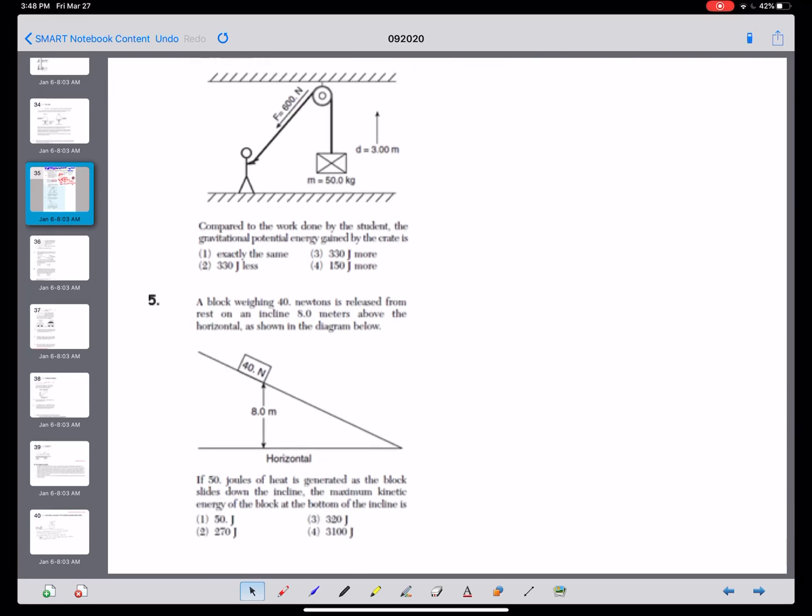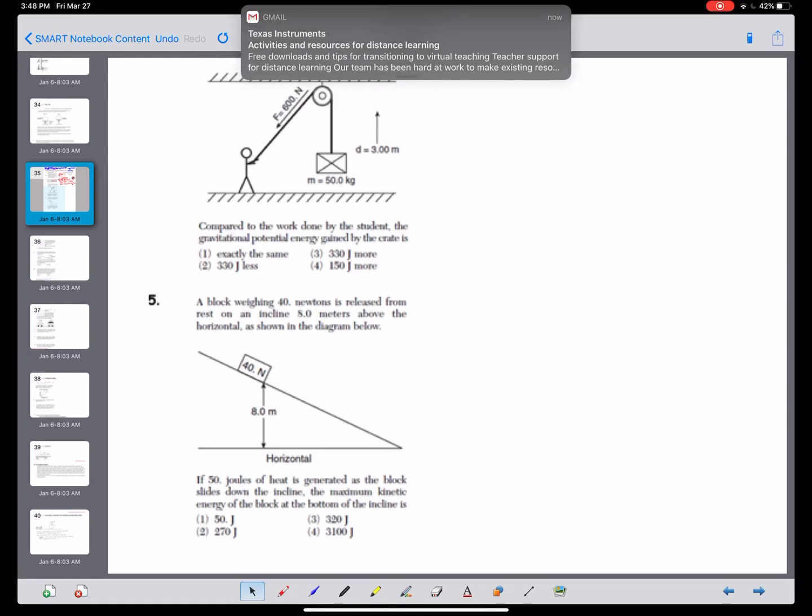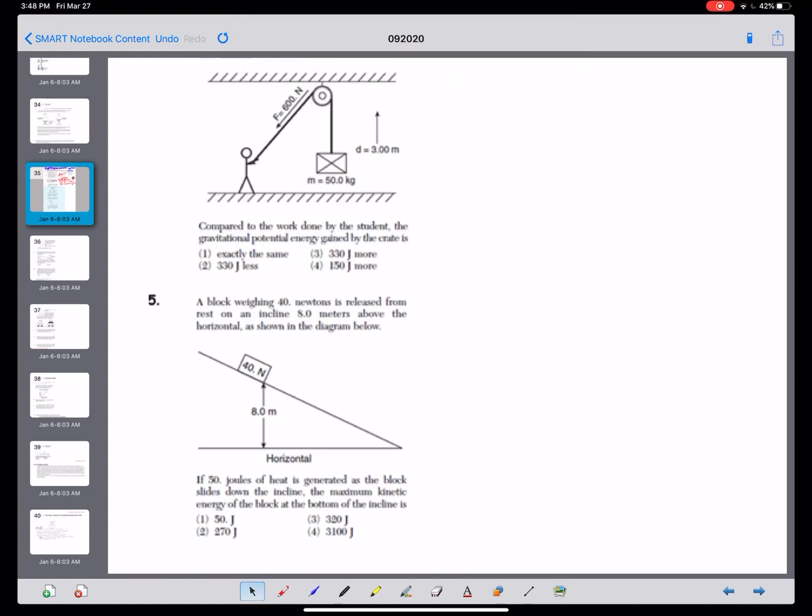Number 5 is similar to one we just did. So why don't you guys try number 5 and then come back. Remember, see if you can figure out where the beginning is, where it starts, where it ends. And based on where it starts and where it ends, you can apply that equation we just talked about, which was PE before plus KE before, anything happens, equals PE after plus KE after plus Q. All right, you guys pause the video, go try it.